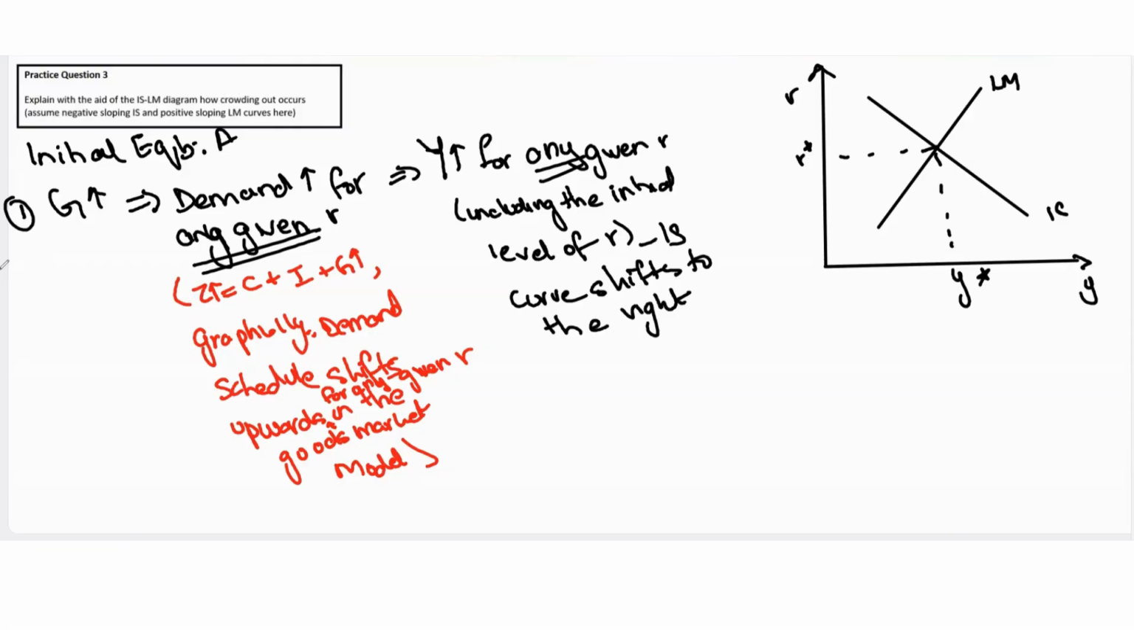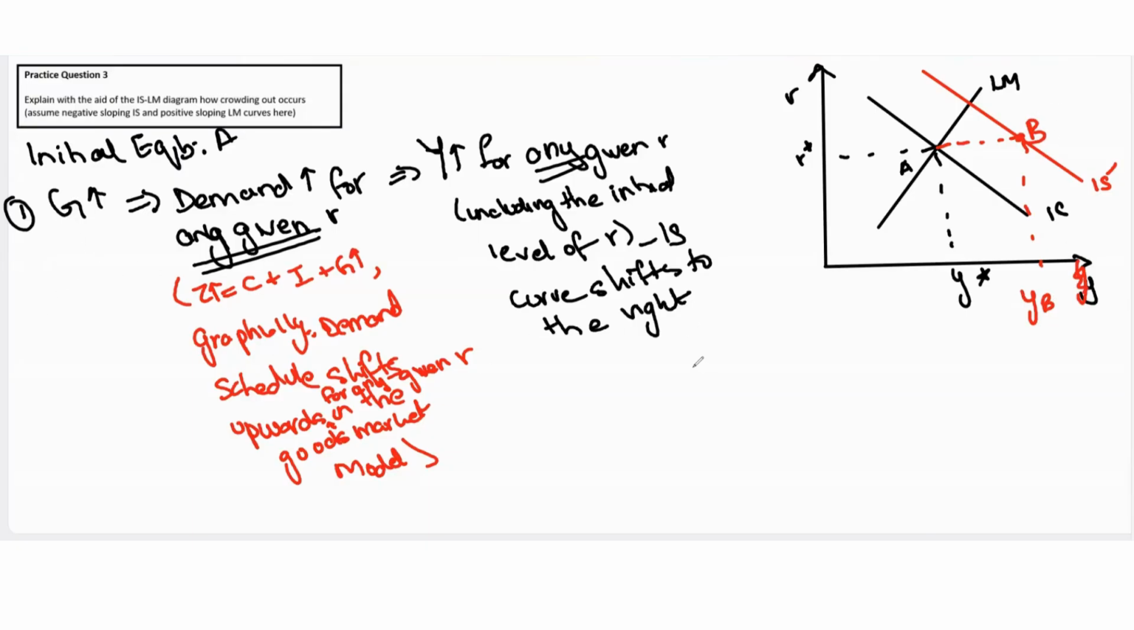Let's change the color a bit. So the IS curve shifts to the right; this is IS prime. What has happened is we initially started at point A, then G increased, which caused demand to increase for any given R, and that caused output to increase for any given R, including the initial level R star. Let's name this Y B, and let's call this point B.